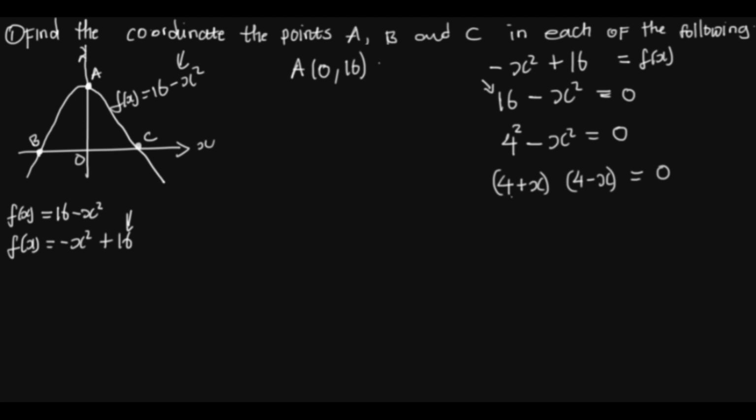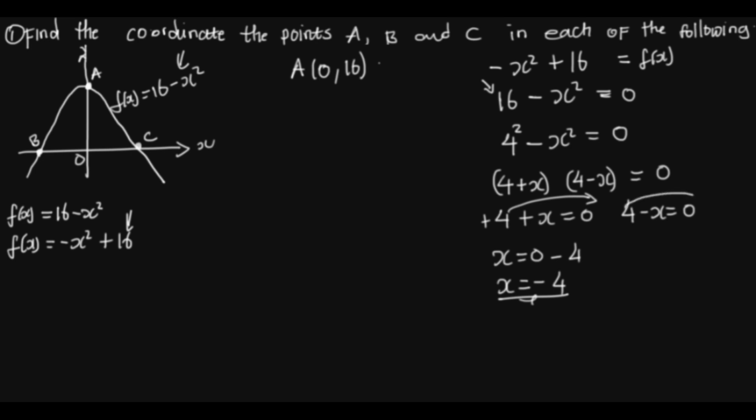After we are done factorizing, we can now equate each to 0. So 4 plus x is equal to 0, and 4 minus x is equal to 0. Then we are going to move this 4 to the other side. We have x plus 4 is equal to 0, so after shifting this number to the other side, we have negative 4. So x is equal to negative 4. The other x will be positive 4.